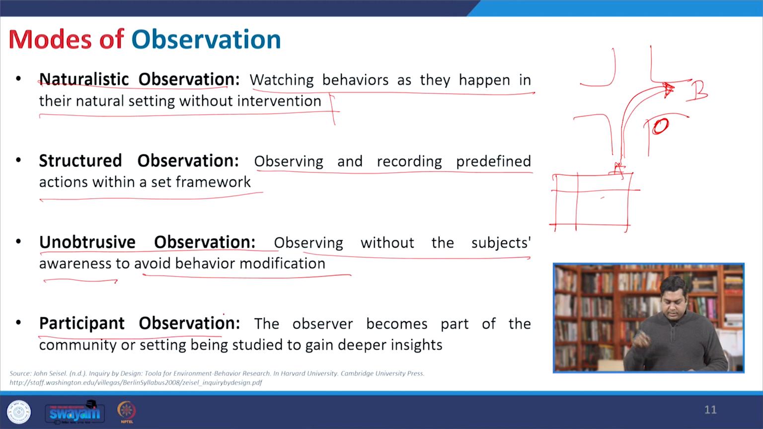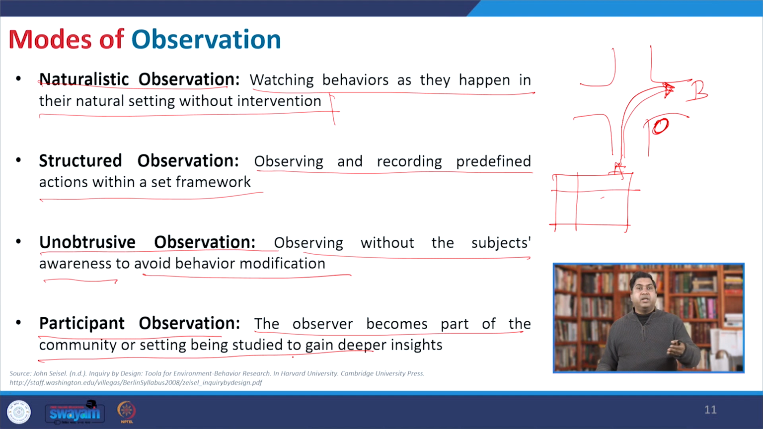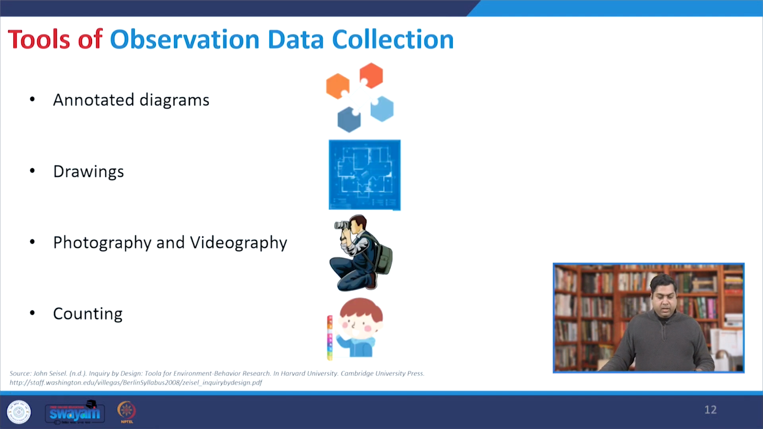The other one is participant observation, which I have already discussed before. Here the observer becomes part of the community and gets deeper insight. So, in this case you can get some deeper insight, but there is a high chance that you may introduce certain biases, or you can prompt certain actions, or alter the settings and the naturalistic behavior. So, these are the most common modes of observation.